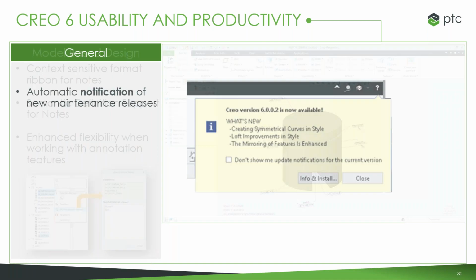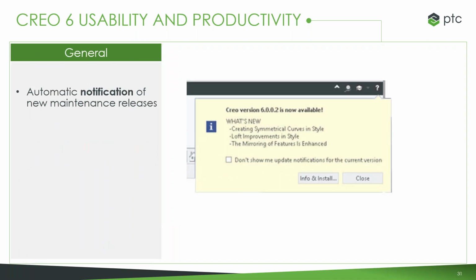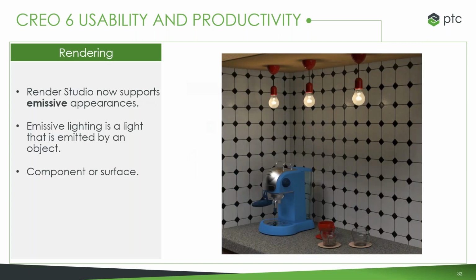In general, there's also now a notification that you can turn on for new maintenance releases. So if you want to be alerted when there is a new maintenance release, you can choose to turn that on. Of course, you're also free to turn that off if you don't want to see them. Rendering Studio has also seen a few improvements.